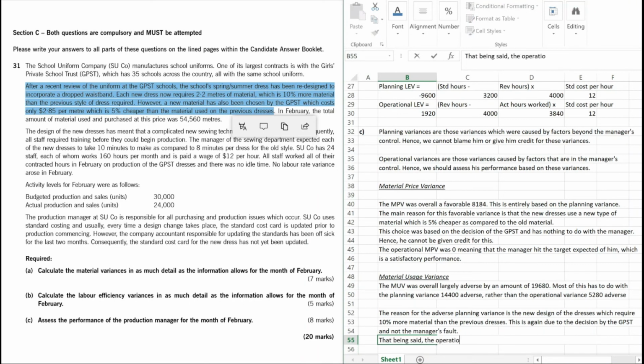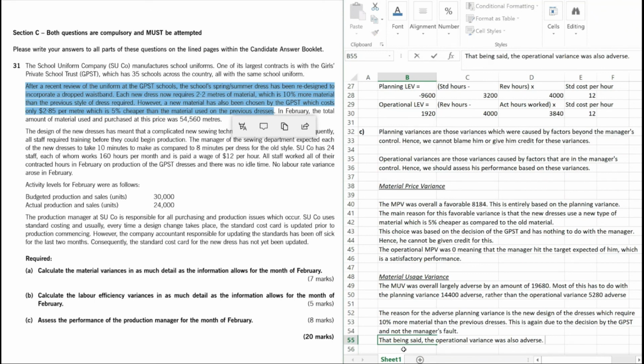the operational variance was also adverse. Okay, so it was still adverse by 5,280, meaning that he used more even after we account for the new dress design that uses 10% more material. He still used more than was expected. What could be a reason for that? Okay, so now we analyze, right? We can use our own analysis to see what could be a reason. So basically we can say the staff was unfamiliar maybe with the new dress and they started making mistakes. It's something new, there was a learning curve, and because of that there was wastage of materials, right?